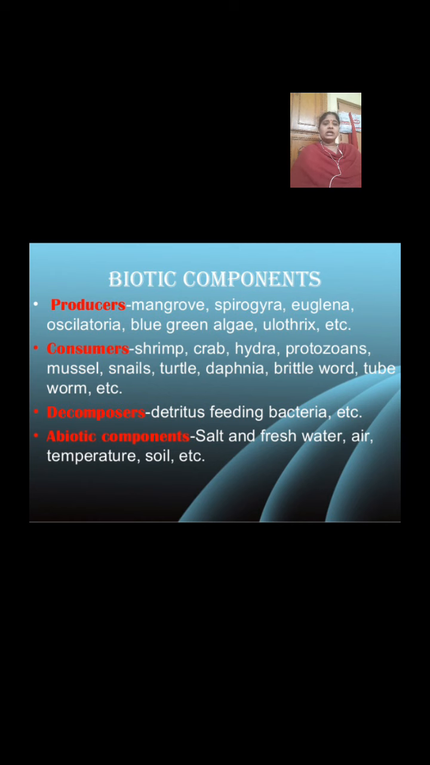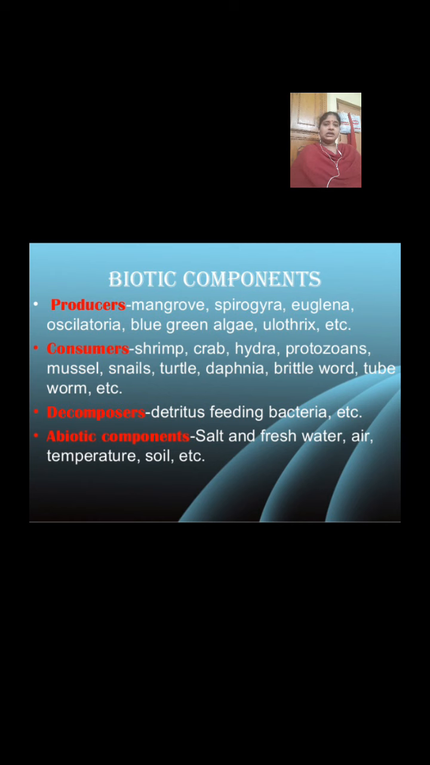So let us see what are the biotic components and abiotic components present in the mangrove ecosystem, nothing but Coringa ecosystem present in our state. So coming to biotic components, they are divided into three: producers, consumers and decomposers.